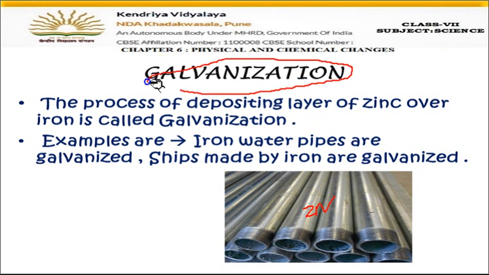So how can we define galvanization? It is the process of depositing a layer of zinc on iron. This process is called galvanization. As an example, you can give: water pipes are galvanized.